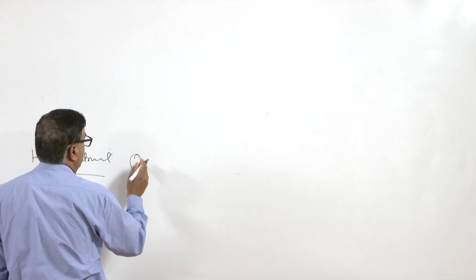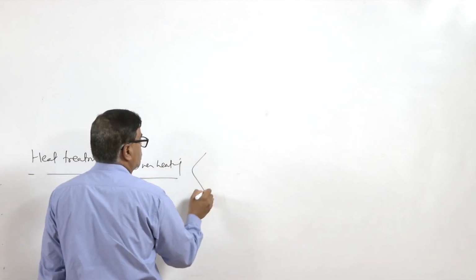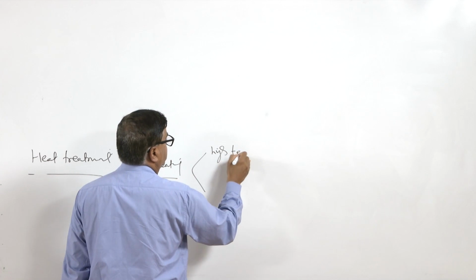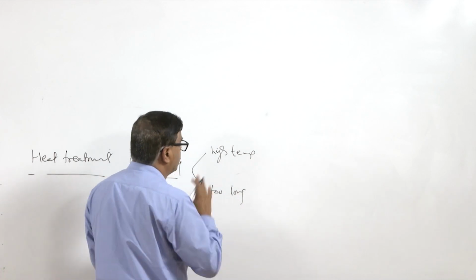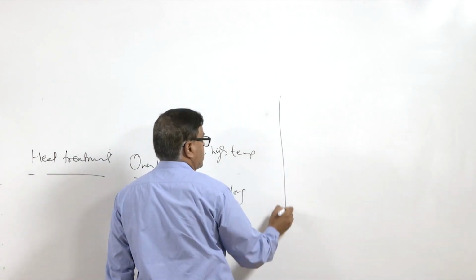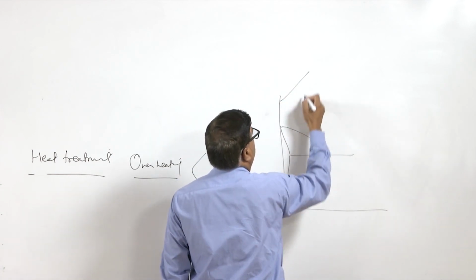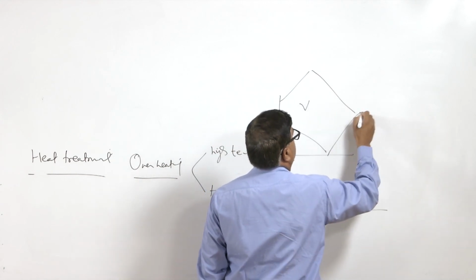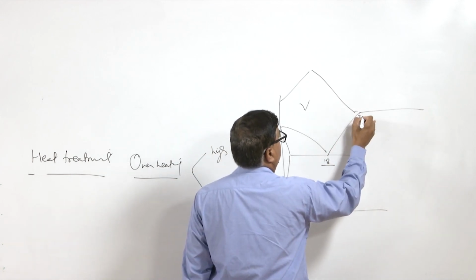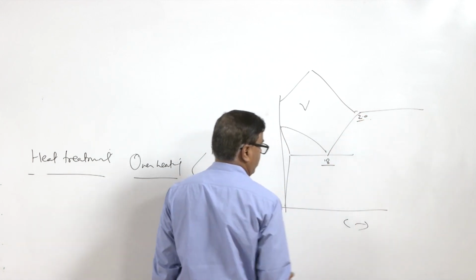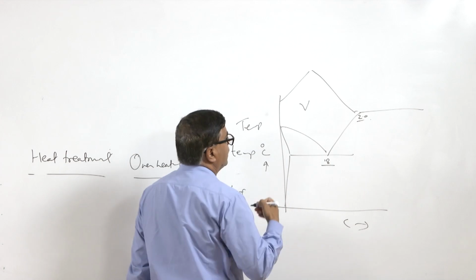One is overheating. There are two possibilities: heating to too high a temperature, and heating for too long a duration. Both will deteriorate the properties, especially if we consider the example of steel. Here this is the gamma zone, this corresponds to 0.8% carbon steel, this corresponds to about 2% carbon steel, here carbon, and here the temperature in degree centigrade. This is basically the iron carbon diagram.